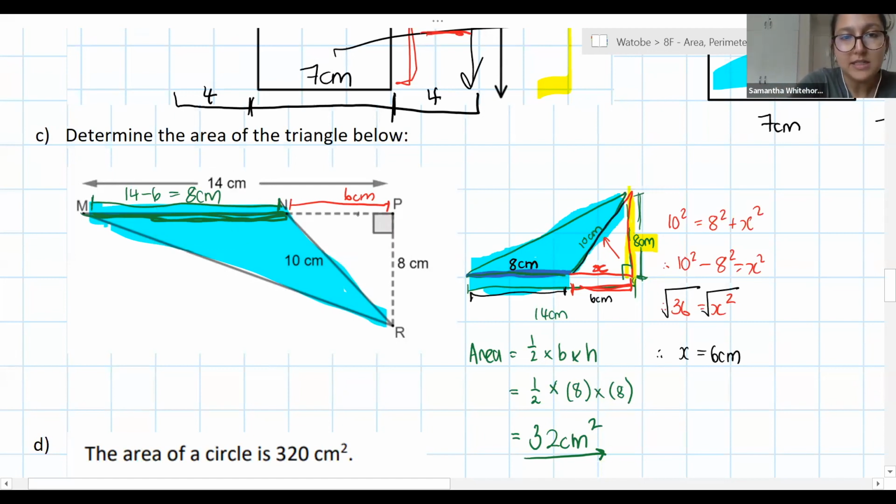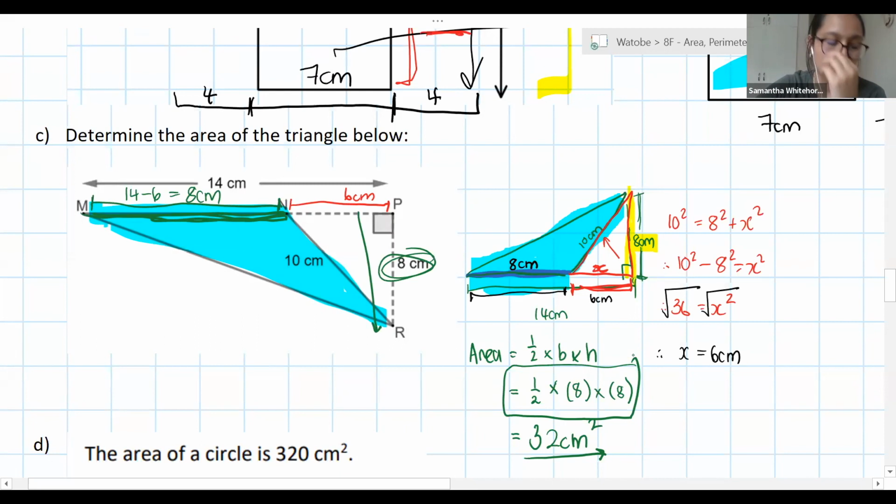I then know the height is from the base to the tallest point, which is 8 centimeters. They gave that to me. And so then in substituting into my formula, I had both the base and the height as 8 centimeters.